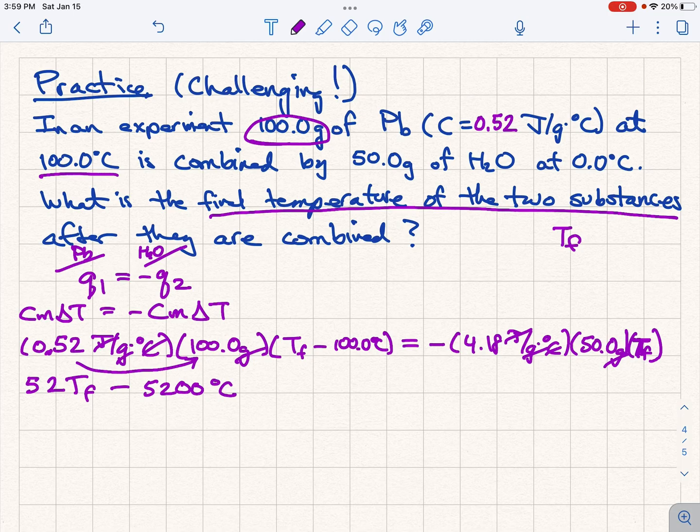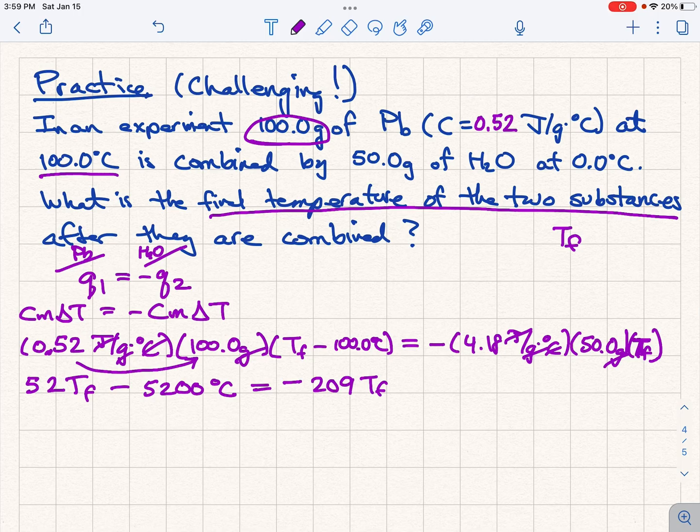That is not right. Yeah, it is, because it's 52 times 100 times 100. Okay. So I'm trying to do this without a calculator. All right. So now, this one I need a calculator for. So over here on this side, I've got negative 4.18 times 50. That's minus 209. And that is also unitless, and that's times T final.